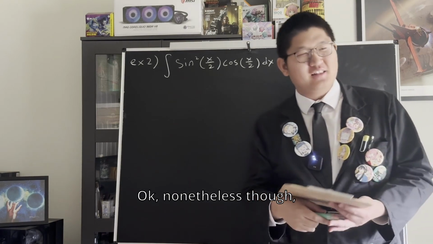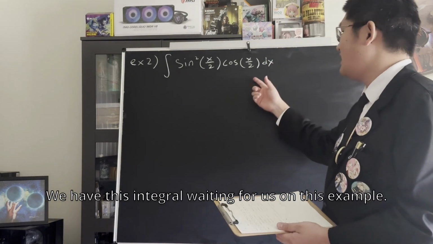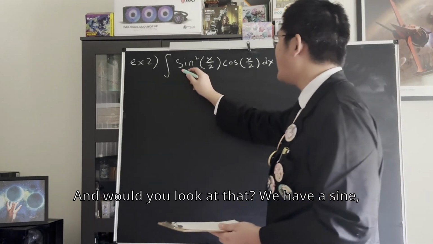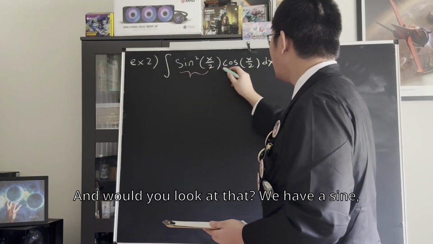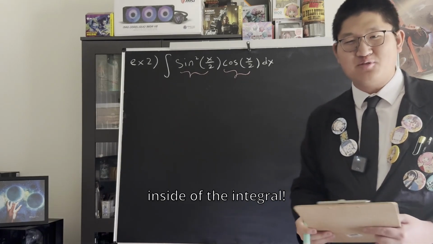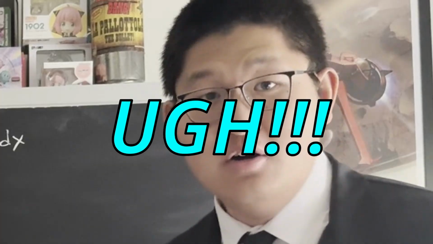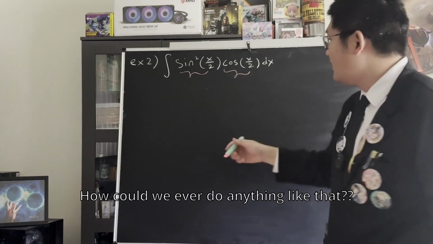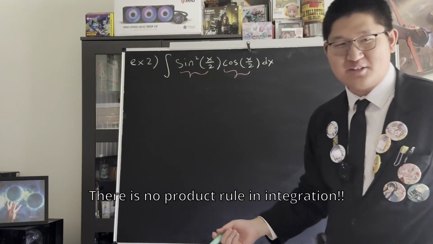Okay. Nonetheless, though, we have this kind of integral waiting for us on this example. When would you look at that? We have both a sine and a cosine waiting for us inside of the integral. Ooh! How could we ever do anything like that? There's no product rule in integration.